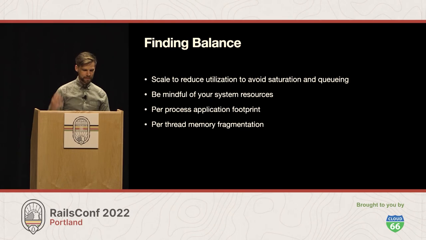It's important to find balance with your scaling. Make sure you understand your utilization and saturation for your queuing, both on the front end and the back end. Be mindful of your system resources, the footprint that your processes have, and also threads cause memory fragmentation. So if you're downloading a bunch of images, processing them, those threads aren't necessarily going to clean up themselves, and it could lead to memory bloat.